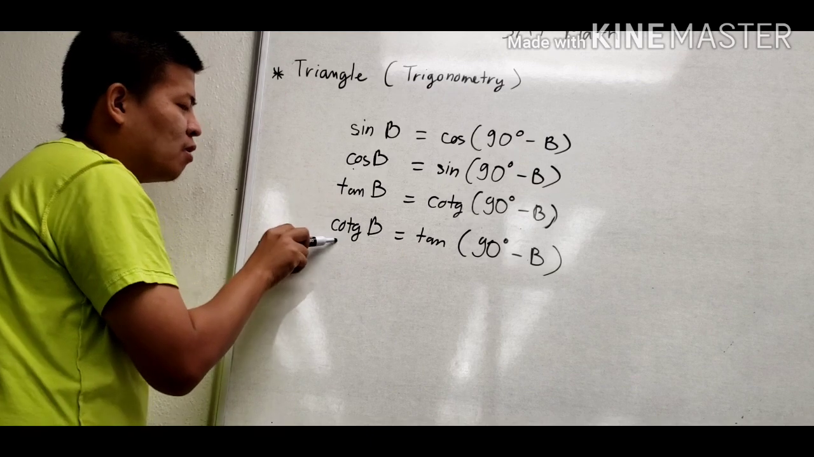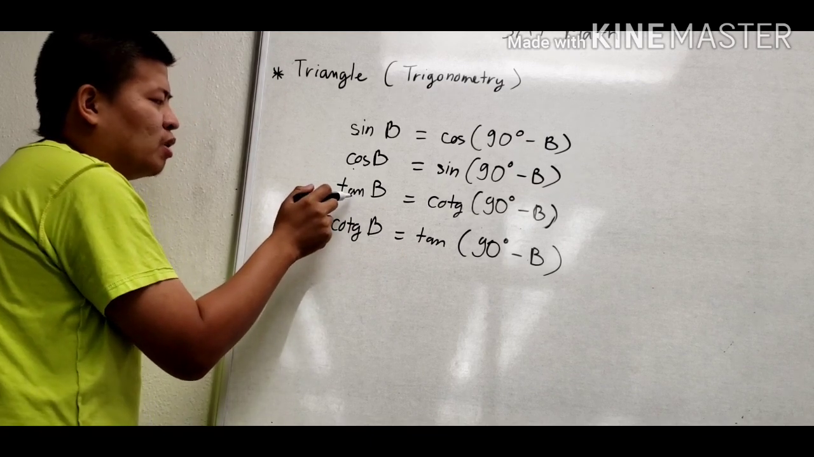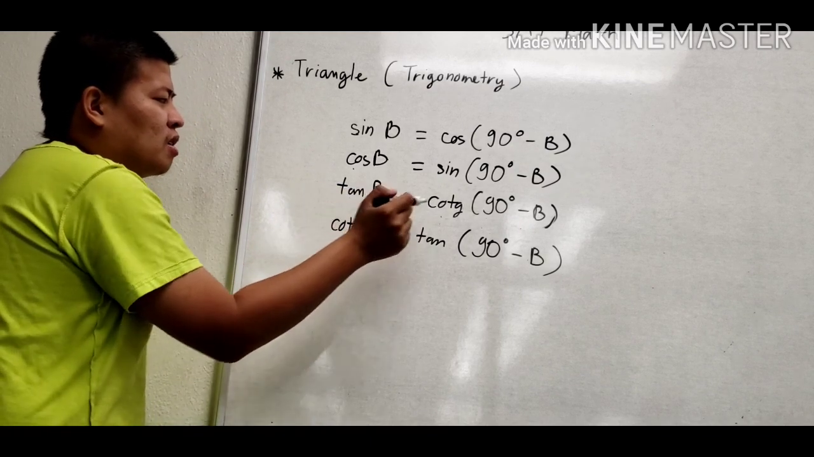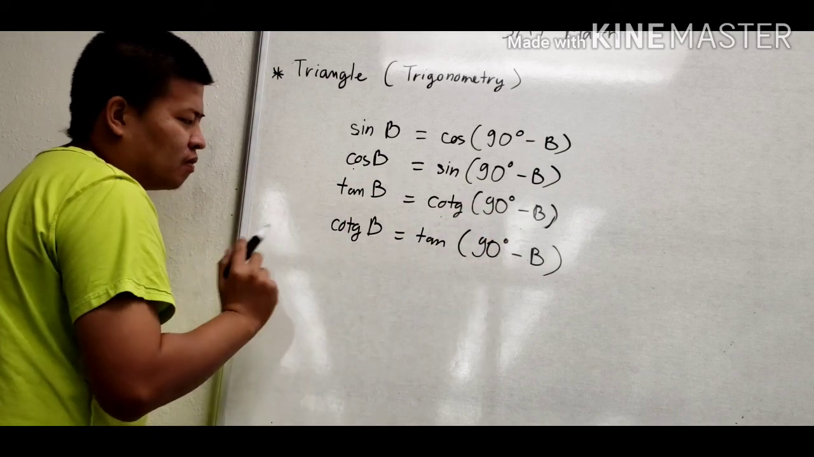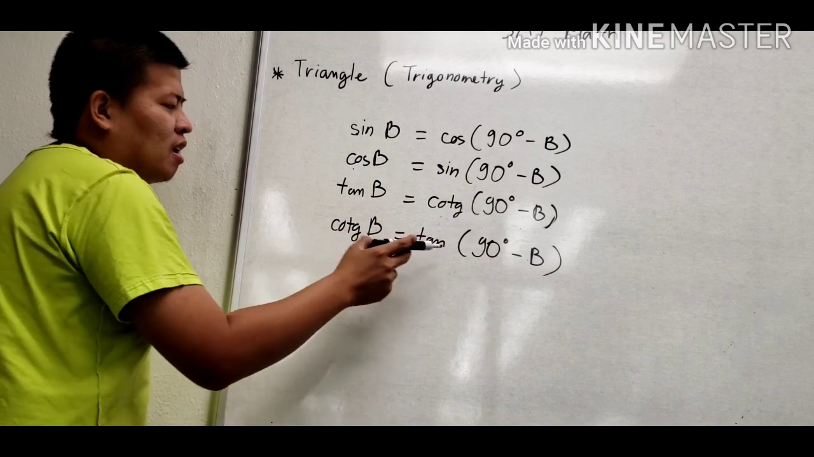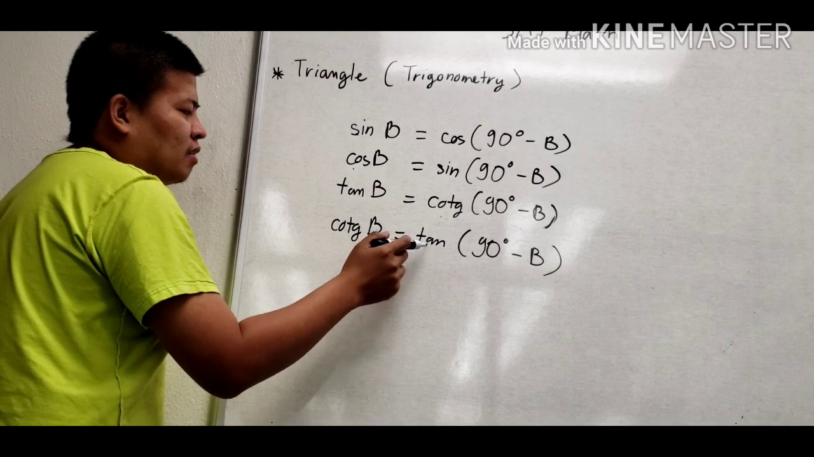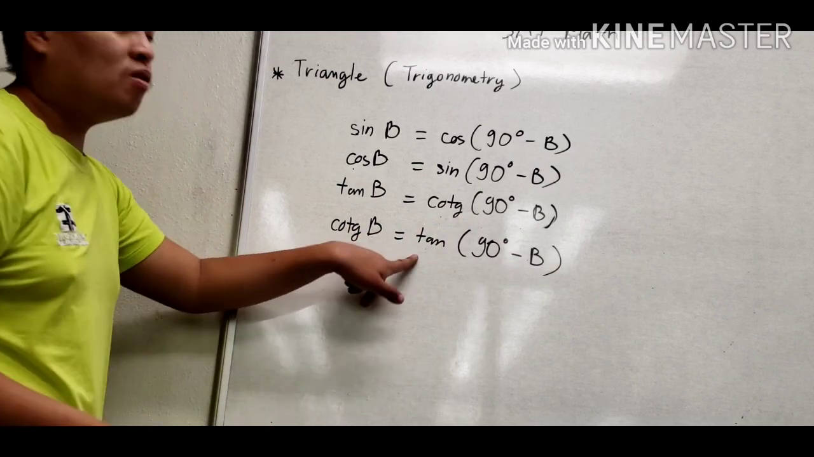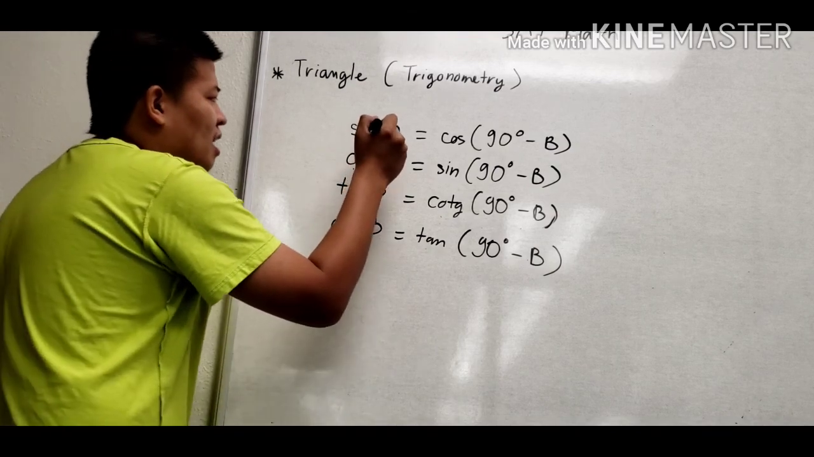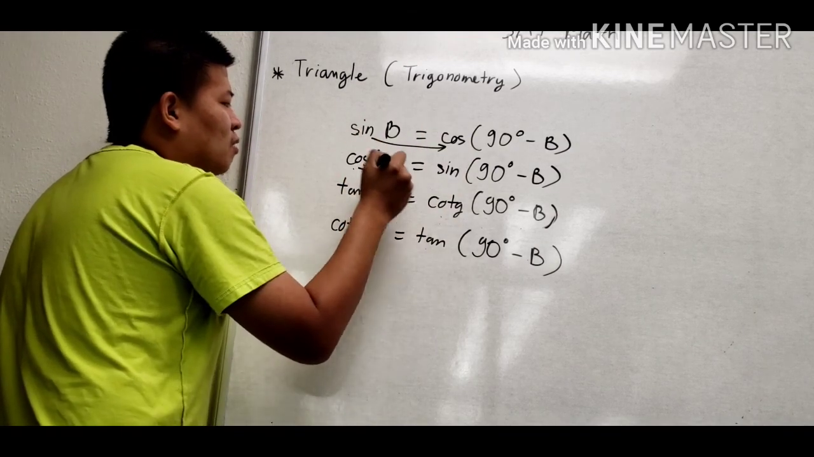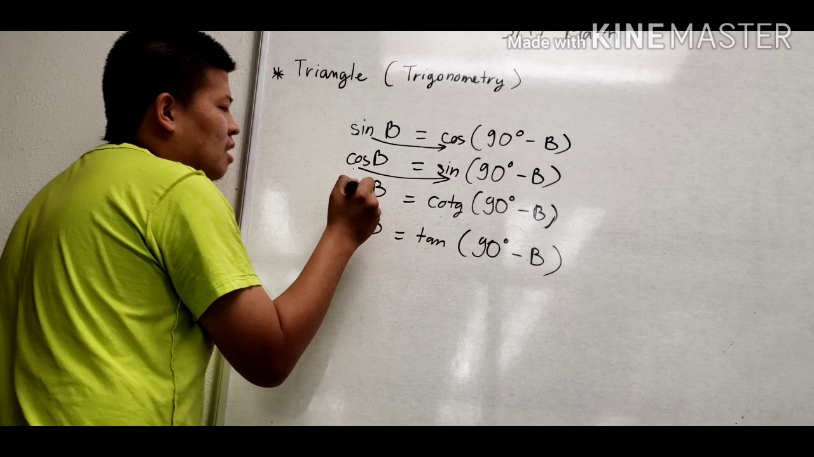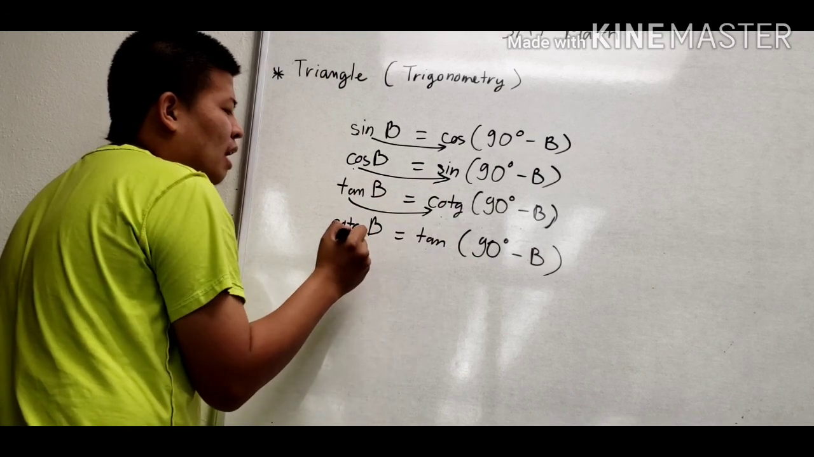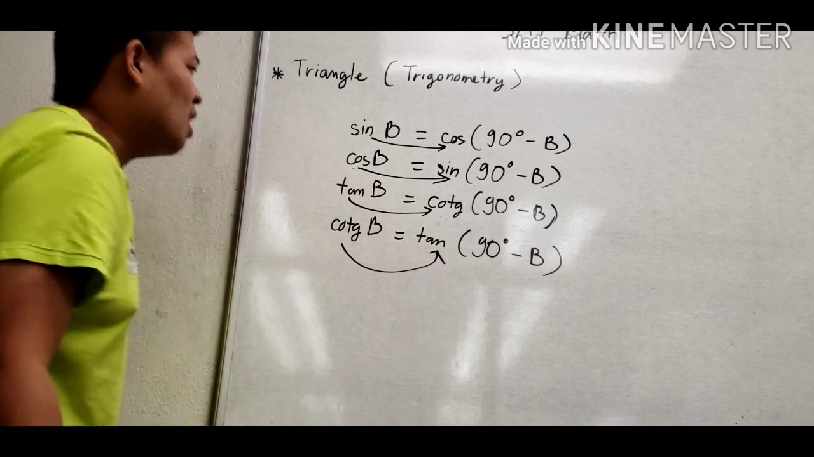Similar with tan and cotangent. If you transform the tan to cotangent, you just use 90 degrees minus B. Similarly for cotangent, if you want to find the tan in here, just use 90 degrees minus B. Then we change to the tan. Sine will become cosine, and cosine becomes the sine. Tan will become cotangent, and cotangent will become tan.